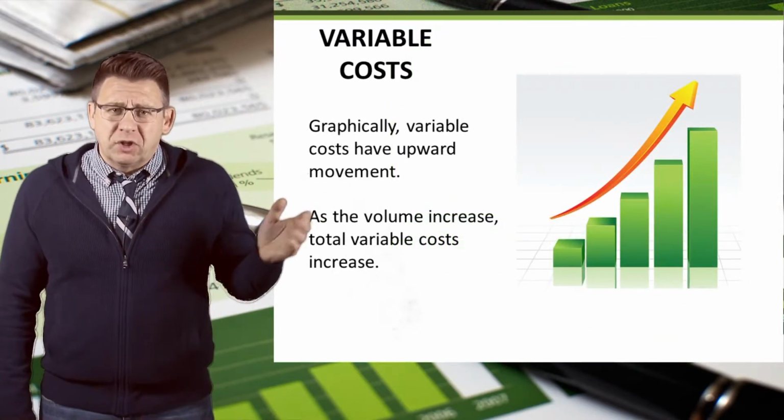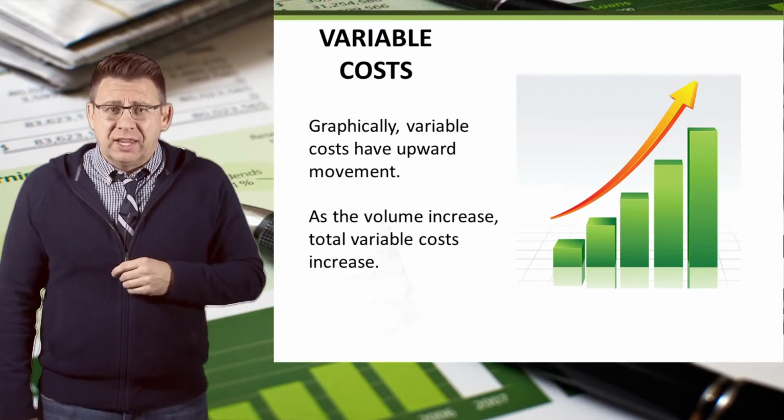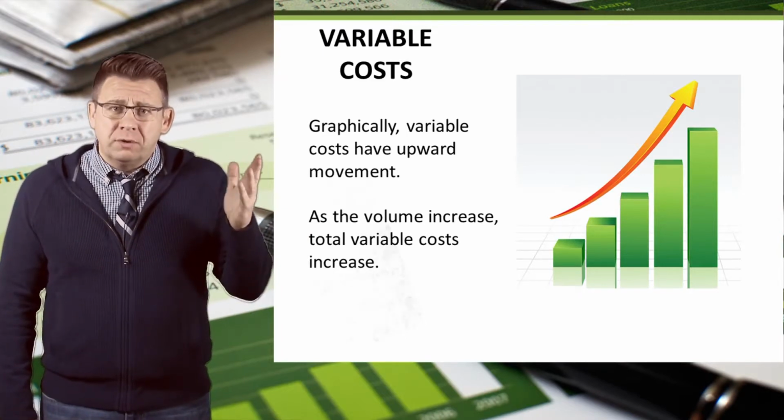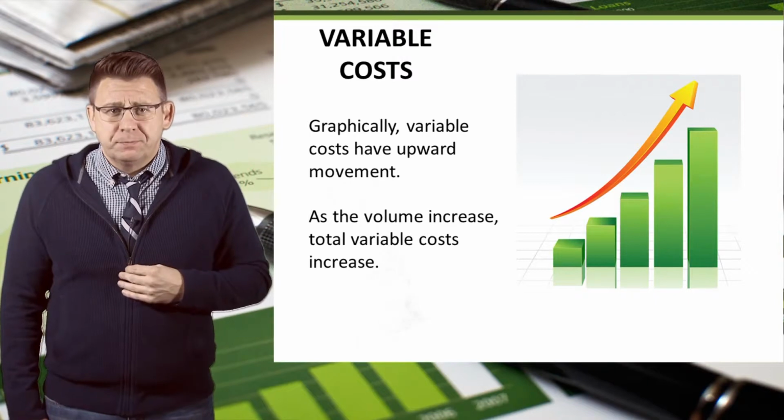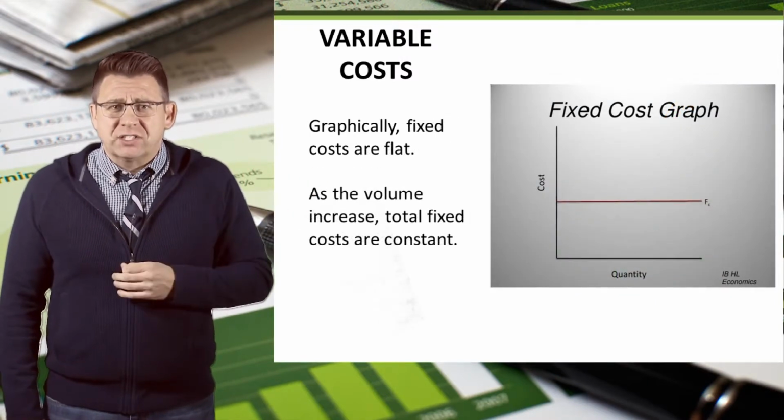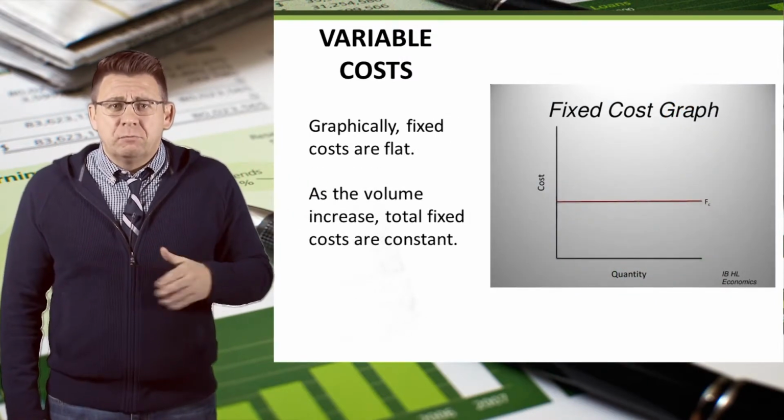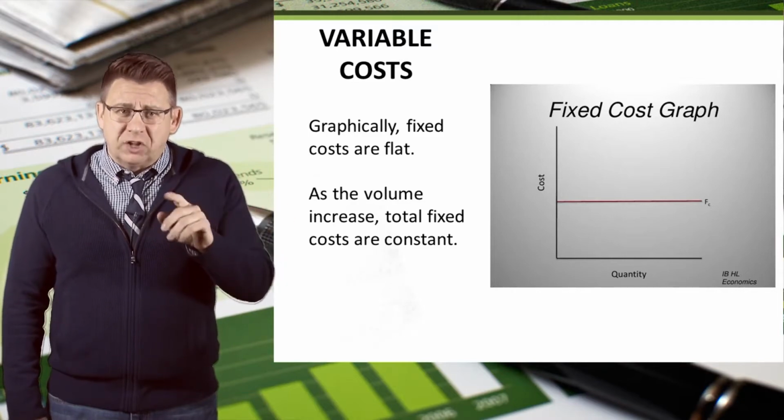This is what a variable cost graph would look like. It's a movement upward as volume increases. This is what a fixed cost graph would look like. The movement is flat as volume increases.